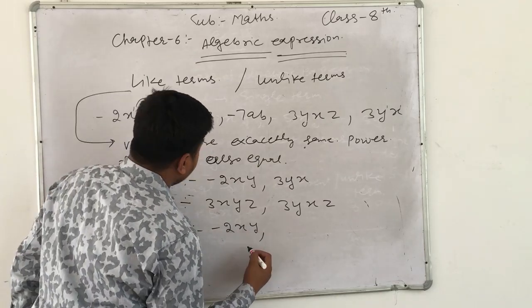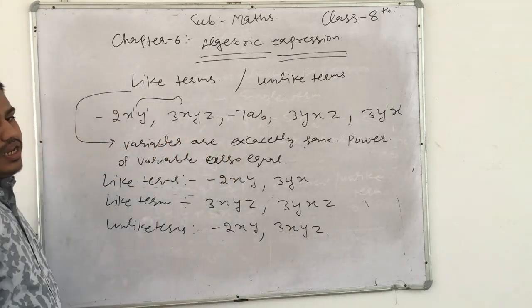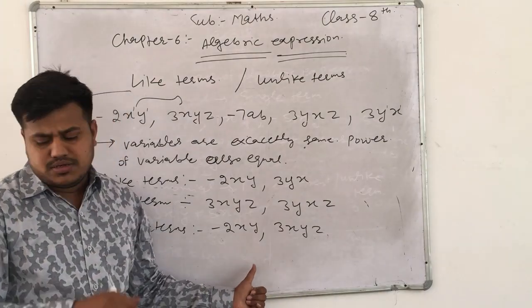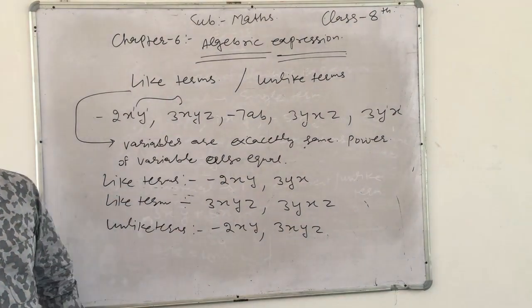Minus 2xy, 3xyz. These are unlike terms because in these two terms the variable part is not exactly the same. So this is the like term and unlike term.